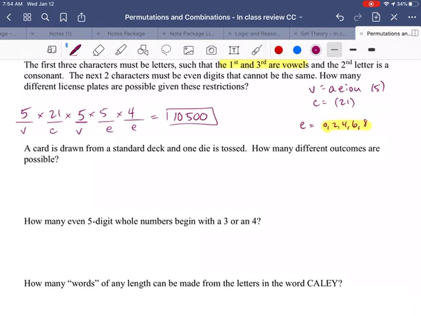A card is drawn from a standard deck and 1 die is tossed. So there are 52 cards and there are 6 outcomes on a die. So all you do is multiply 52 times 6, and that's going to be 312.